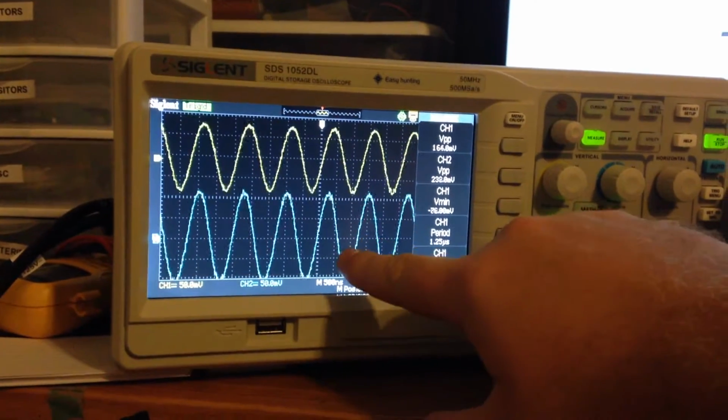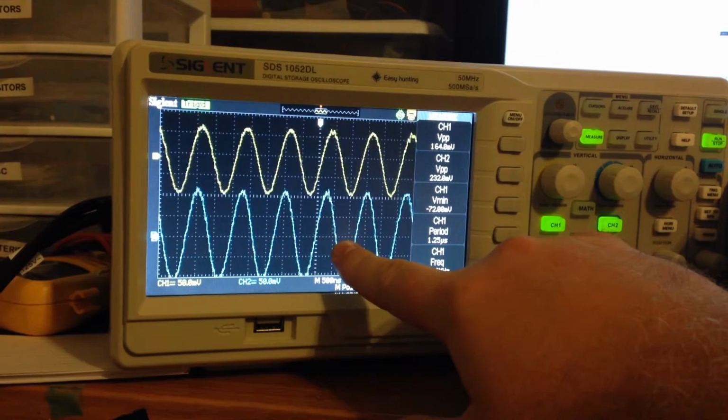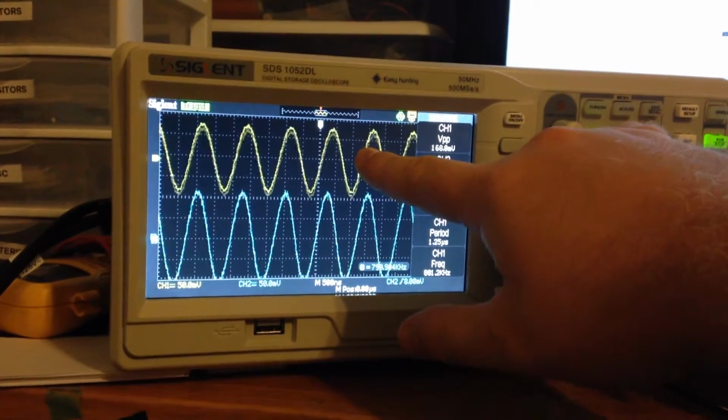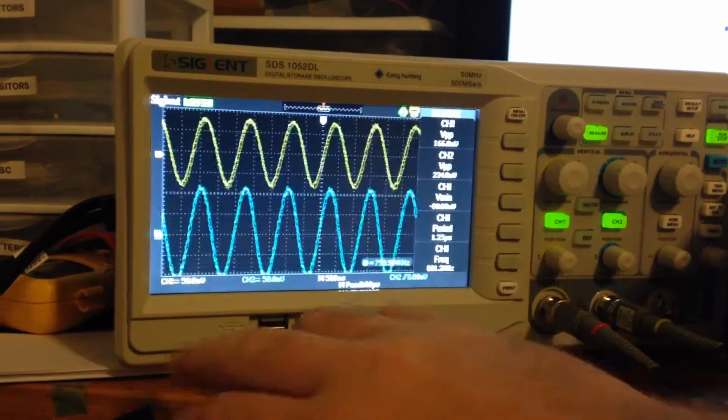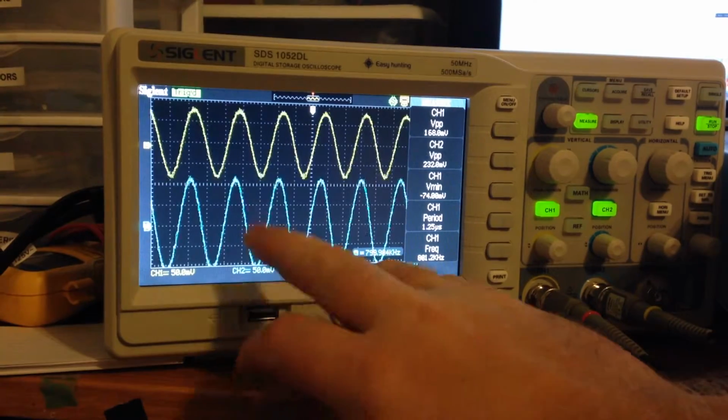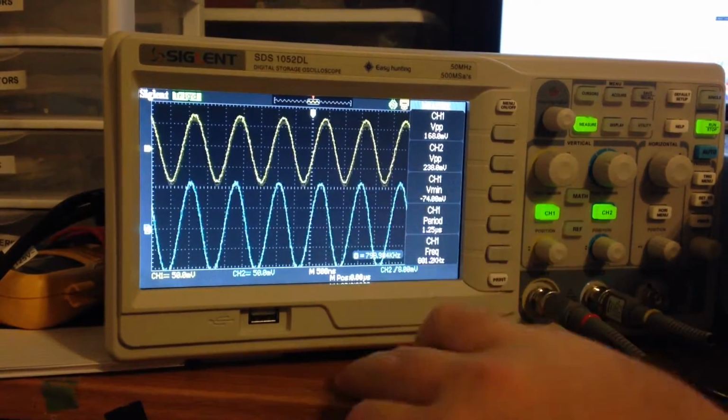Okay, the blue sine wave, the bottom sine wave, is the output of the function generator. The yellow top sine wave is the output of the four plate capacitor. Channel 1 and channel 2, both at the 50 millivolt setting.